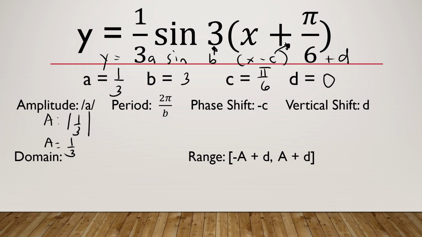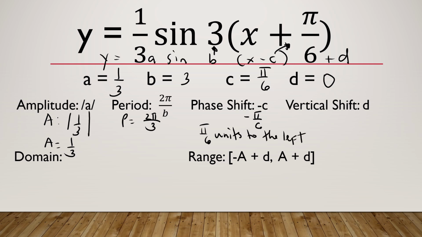To find the period, we're going to substitute the value of b. So the period is equal to 2 pi over b. Instead of writing b, we're going to write 3 because the value of b in our given trigonometric function is 3. So therefore, the value of the period is equal to 2 pi over 3. To find the phase shift, we're going to substitute c. Our c is pi over 6, so it will be negative pi over 6.